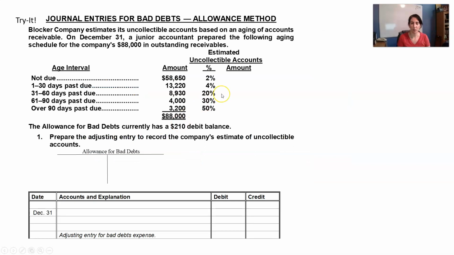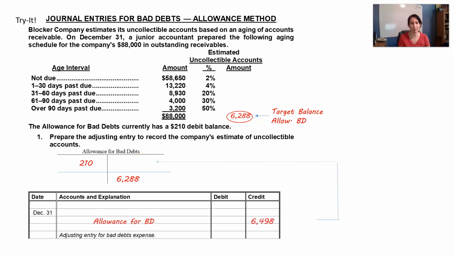Okay, so this is a try it. You would multiply all of these across. I only have the total here. If you add them all together, you'd be at 6288, right? For whatever reason, I didn't put the individual totals across here. But the idea is these are buckets, and we're just looking at them from a different angle, horizontally. So we want it to be 6288. There's a 210 debit balance in there right now. I want it to be 6288 though, so my credit to the allowance for bad debts has to be 6498 for it to work.